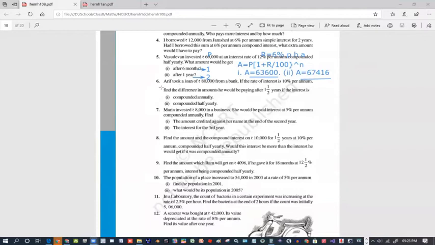The sixth one. Arif took a loan of rupees 80,000 from a bank. If the rate of interest is 10% per annum, find the difference in amount he would be paying after 1.5 years if the interest is compounded annually and compounded half yearly. So when compounded annually, how much interest will he pay? And if compounded half yearly, how much interest will he pay? And then find the difference in the amount.